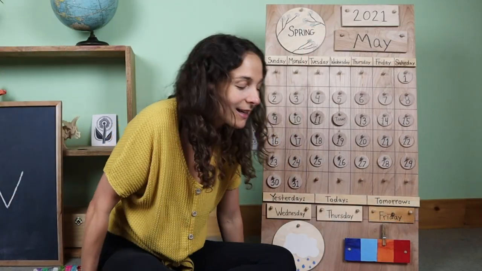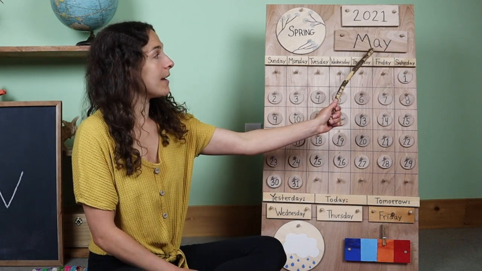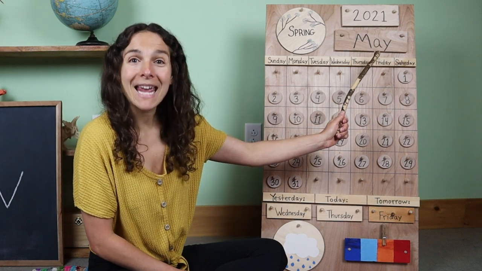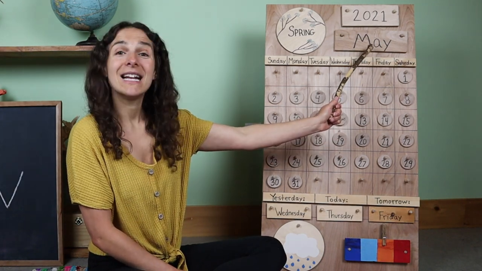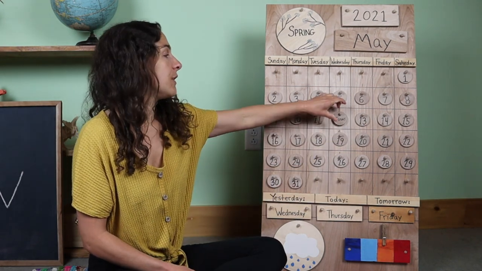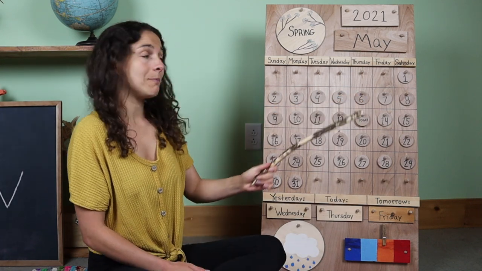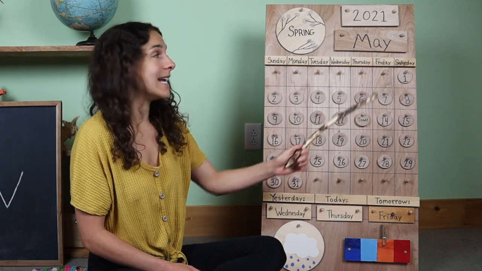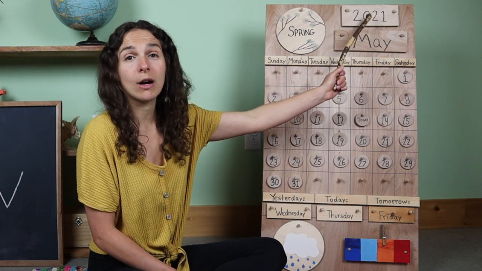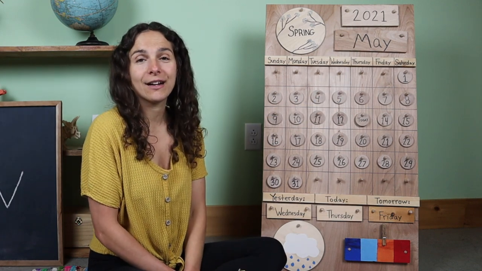Let me get my pointing stick. I'm going to bring it up to the top, right up here where we have the month. Friends, do you know what the month is? May. You're right. The month is May. Today is May 13th. Let's move the chip over from yesterday. Yesterday was May 12th. Today is May 13th, 2021, or 2021. Both ways are correct when you say the year.